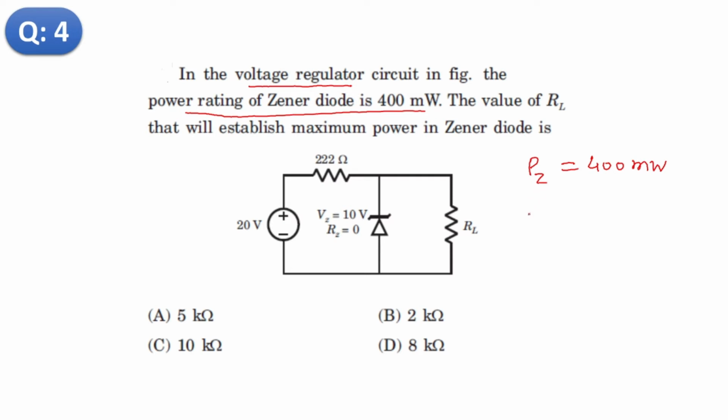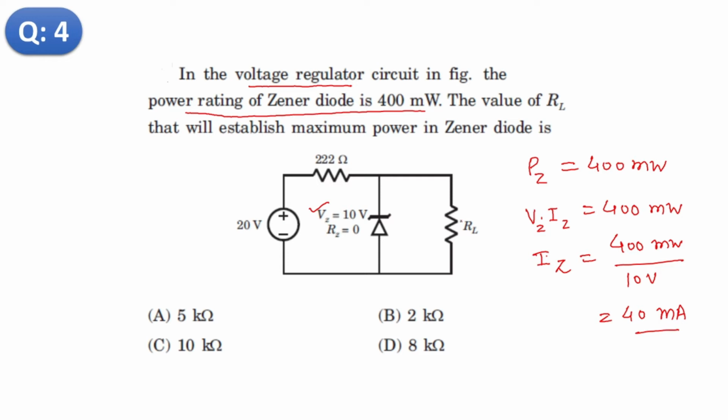Power is the product of voltage and current, so Vz into Iz is equal to 400 milliwatt. Vz is given as 10, so we can calculate Iz, which is equal to 400 milliwatt divided by 10 volt. This is equal to 40 milliampere. This is important. So we have Iz equal to 40 milliampere.